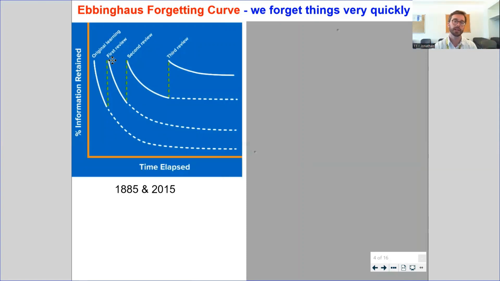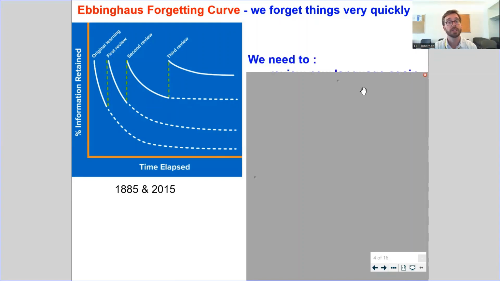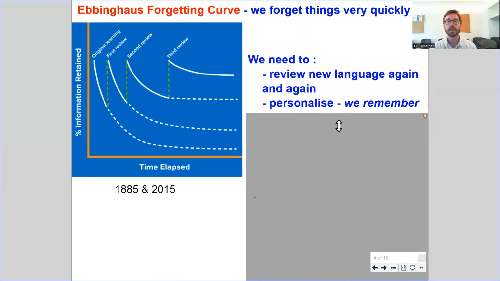If we review it again, we retain a little bit more. And if we review it again, we retain even more. And if we review it again, we retain much more. So by reviewing it multiple times, this helps us to retain the information and keep it. So this is really useful because it tells us what we need to do. It tells us we need to review language again and again. It tells us that we can personalize it.